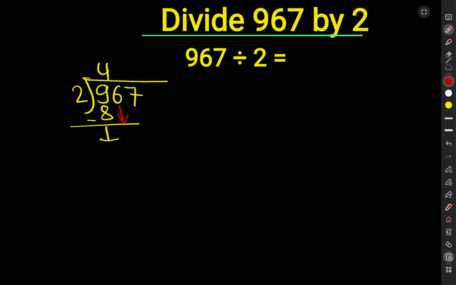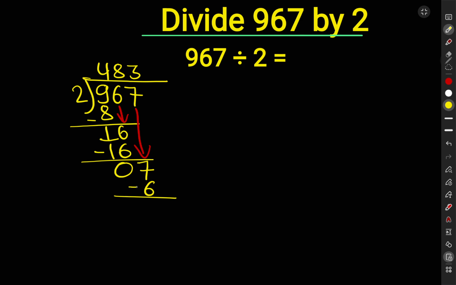So now we put down this 6 and 2 times 8 is 16. On subtracting we get 0. So again we put down this 7 and 2 times 3 is 6. On subtracting we get 1.